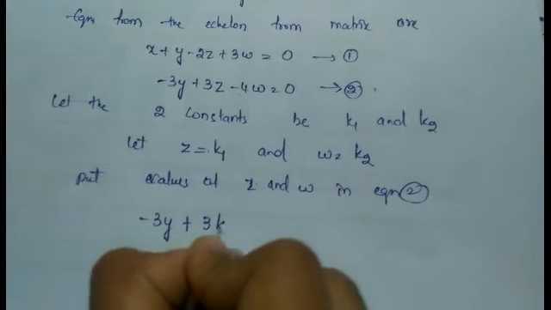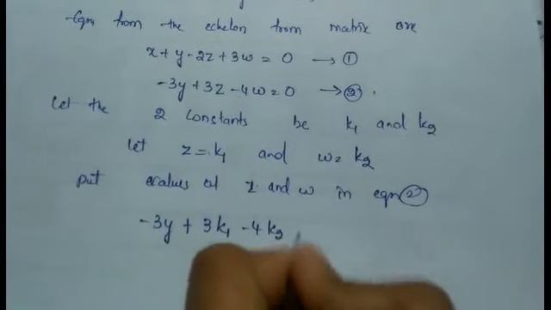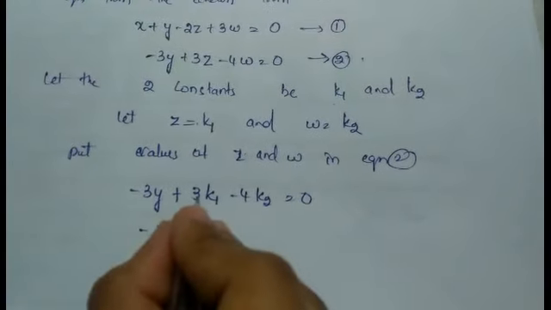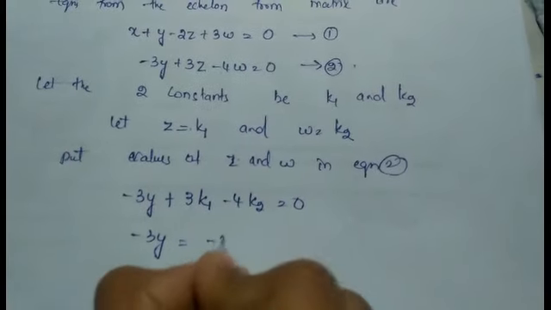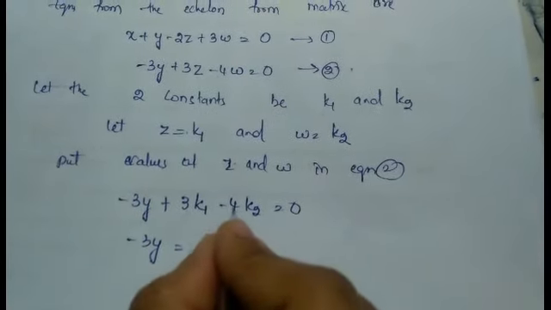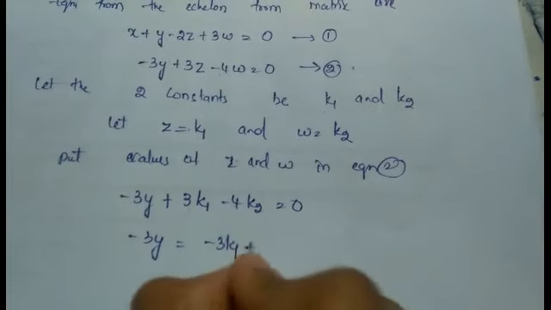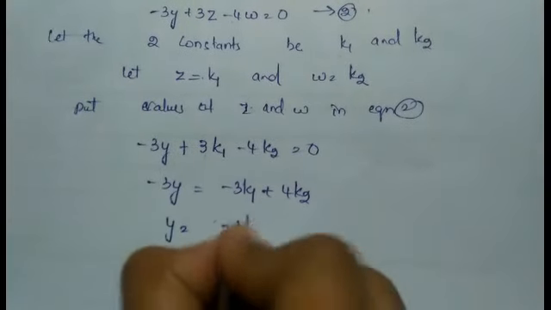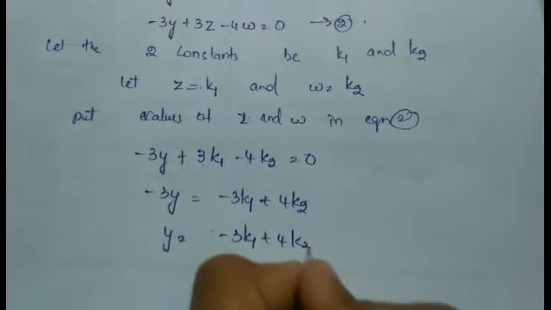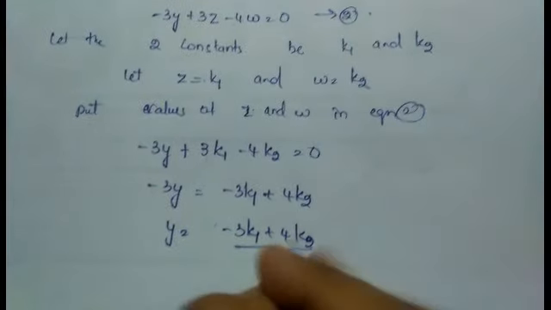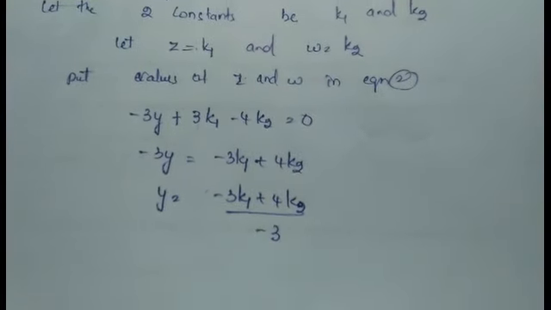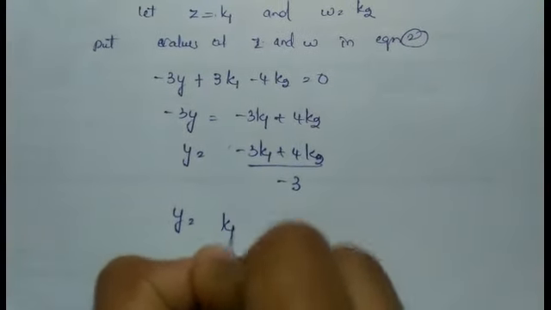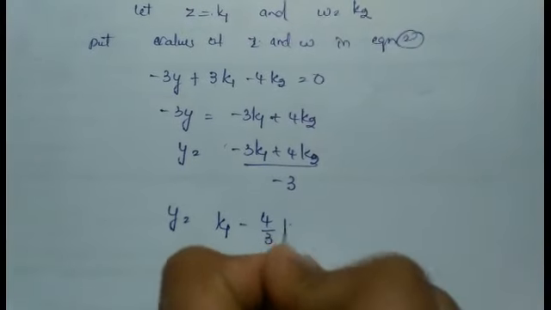Now 3k1 minus 4k2 is equal to 0. Then minus 3y is equal to, sending plus 3k1 to the right hand side it becomes minus 3k1, and sending minus 4k2 to the right side it becomes 4k2. Then y is equal to minus 3k1 plus 4k2 divided by minus 3. Now y is equal to k1 minus 4 by 3 k2.